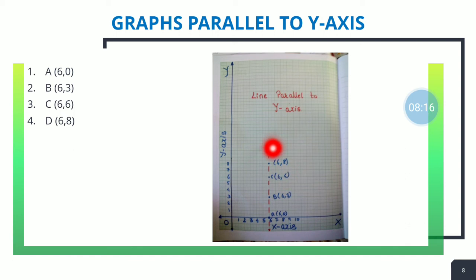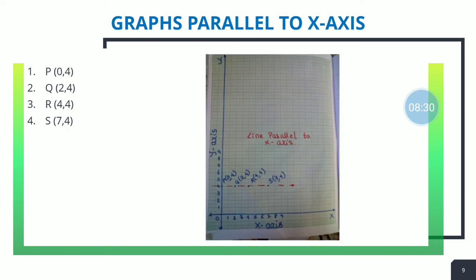So now I have to draw a straight line. So this line is parallel to which axis? Y-axis. So this graph is called a line parallel to y-axis.